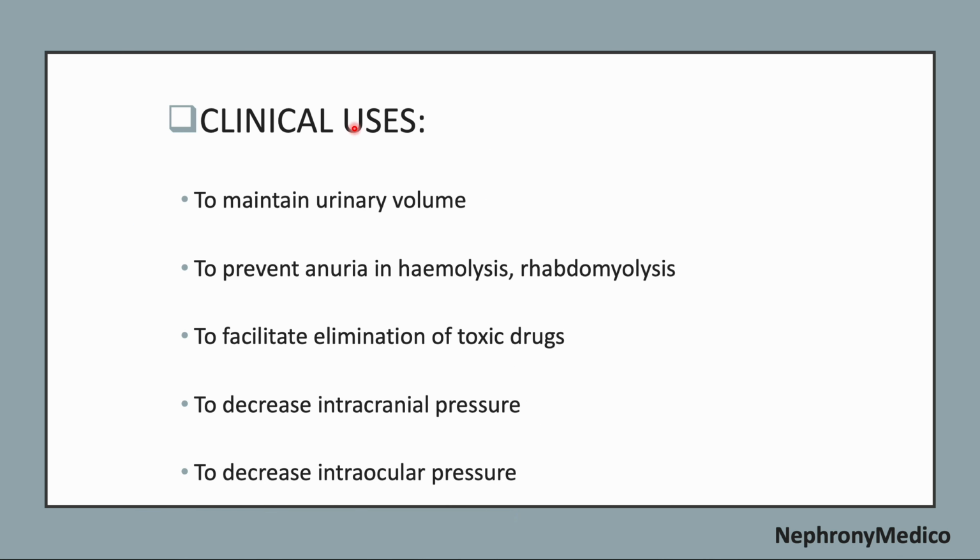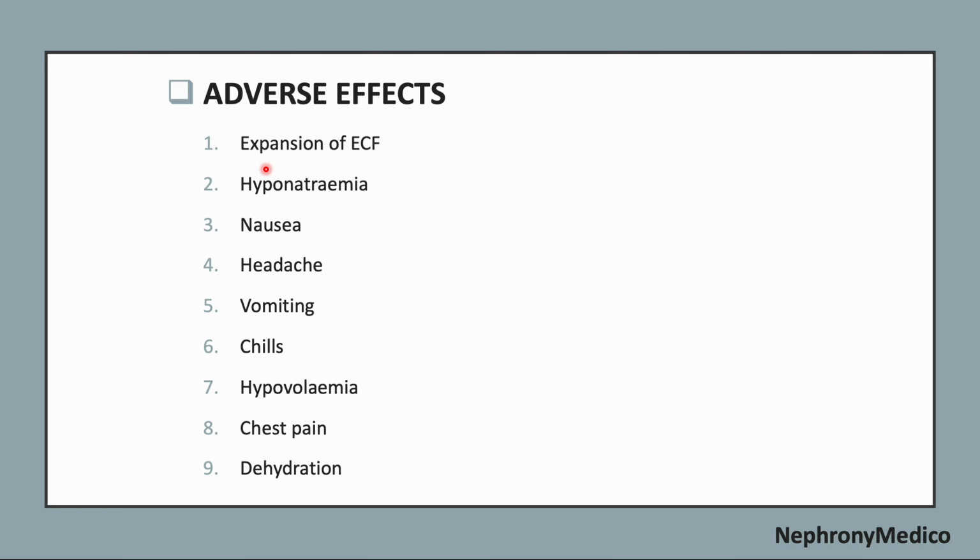Now, clinical uses of osmotic diuretics: to maintain urinary volume, to prevent anuria in hemolysis and rhabdomyolysis, to facilitate elimination of toxic drugs, to decrease intracranial pressure, and to decrease intraocular pressure. Now, adverse effects: expansion of extracellular fluid, hyponatremia, nausea, headache, vomiting, chills, hypovolemia, chest pain, and dehydration.